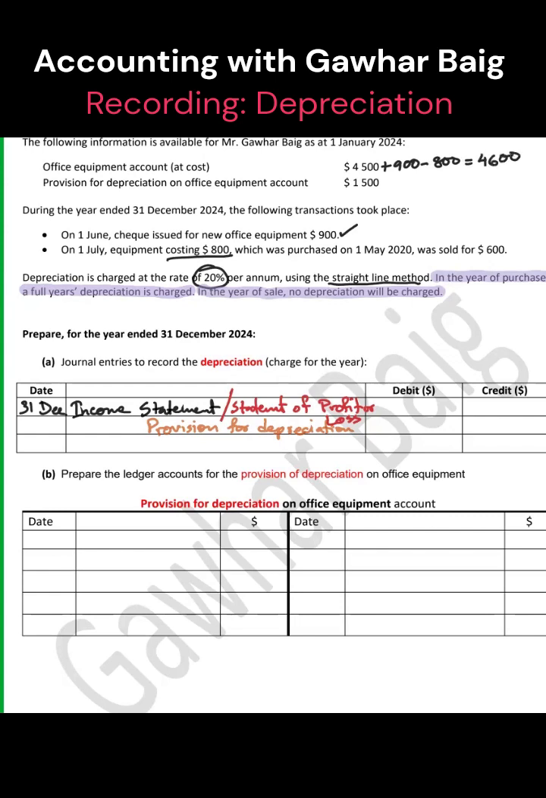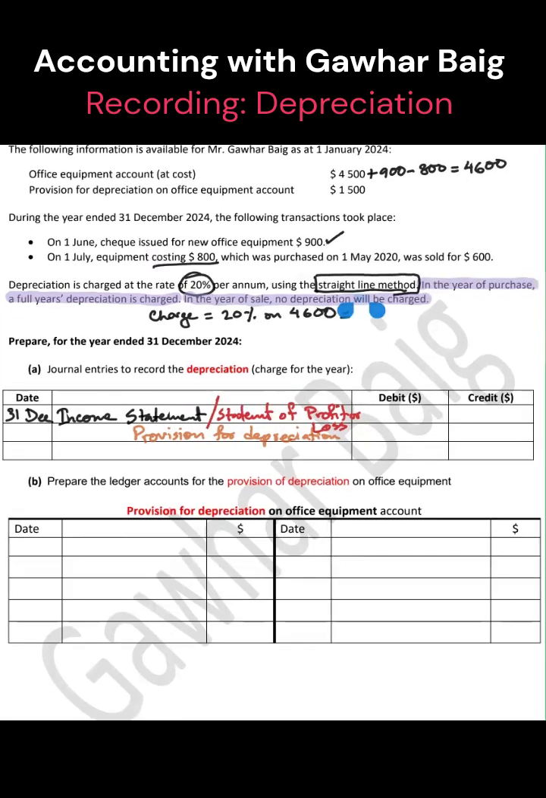We can charge the depreciation. So the depreciation charge is 20% on the cost because we are using the straight line method. So 20% on 4,600, the depreciation comes to $920. So let's debit it by $920 and credit it by $920.